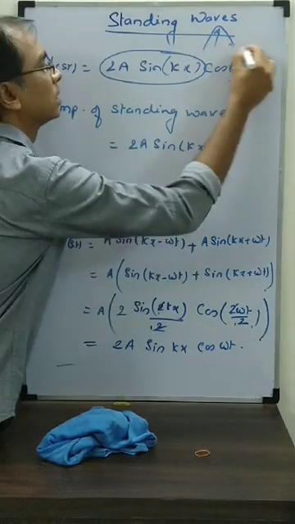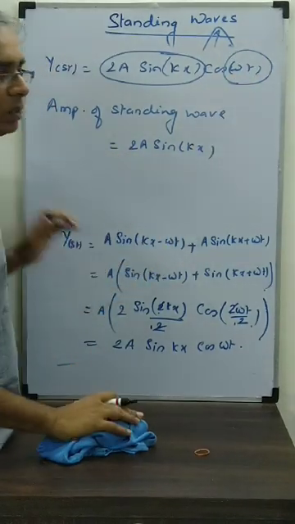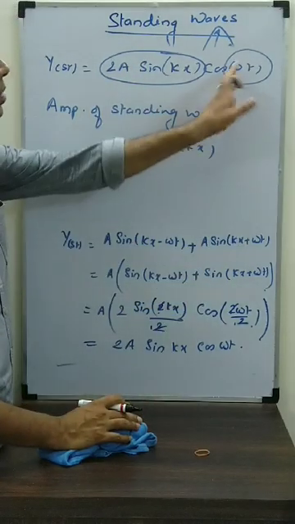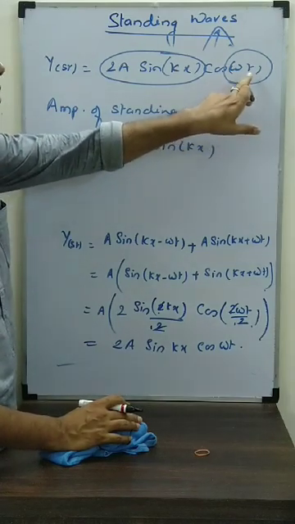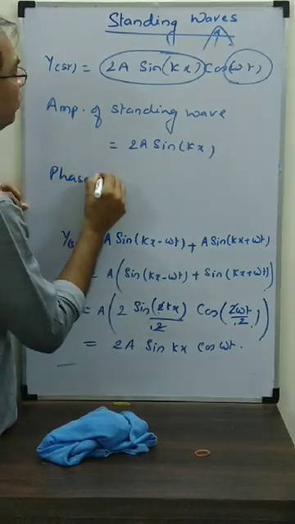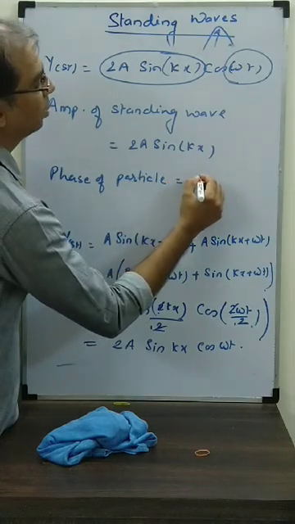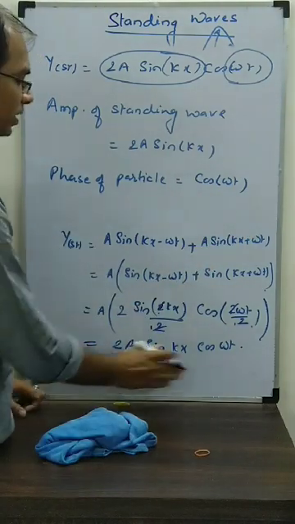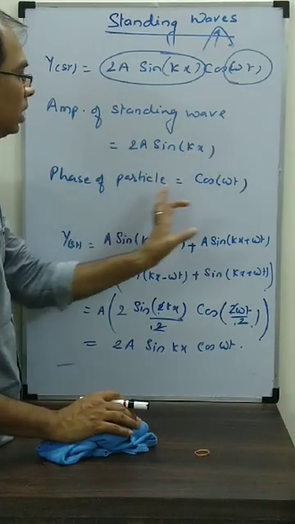Okay, then what is this? This is the phase of the particle. Phase of the particle is given by omega t, because we know that particles are doing simple harmonic motion. At any time t, the position of the particle is given by this point. So phase of the particle is given by omega t, or you can say cos omega t.